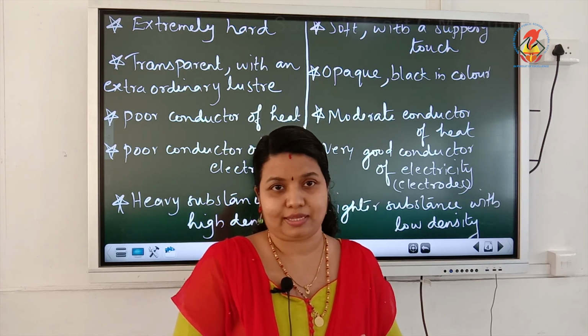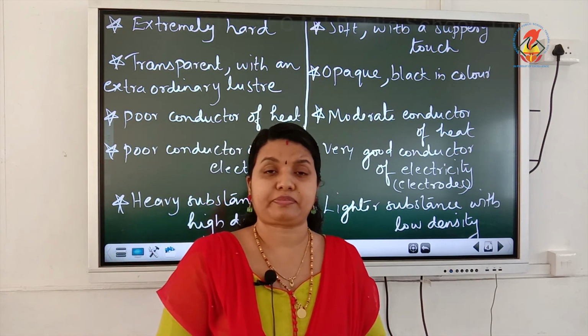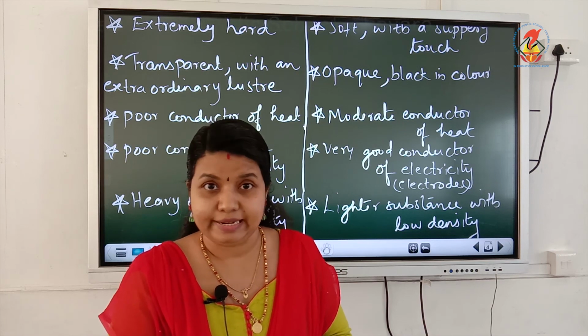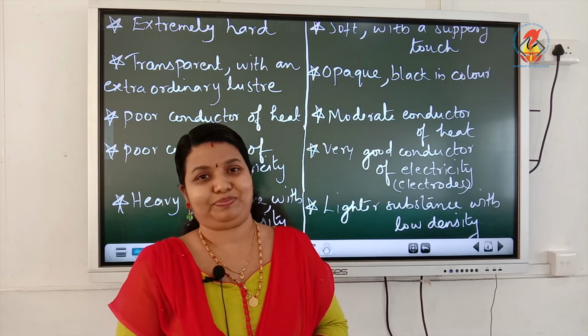Since it is a very good conductor of electricity, it is used for making electrodes. Second one, it is used for making pencil lead, and the third one is it is used as a lubricant in machinery. Okay, so that's all.